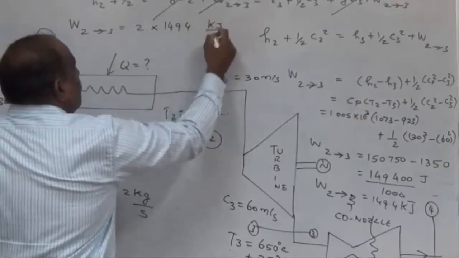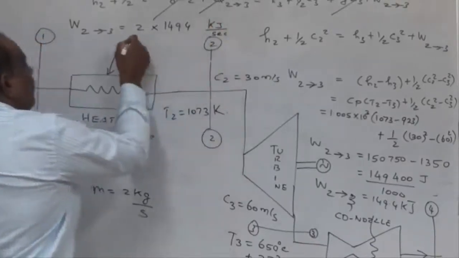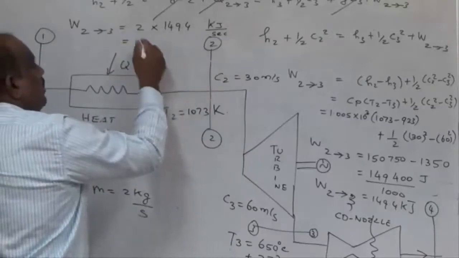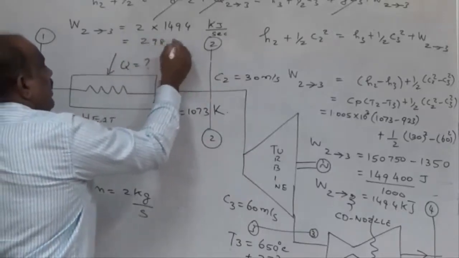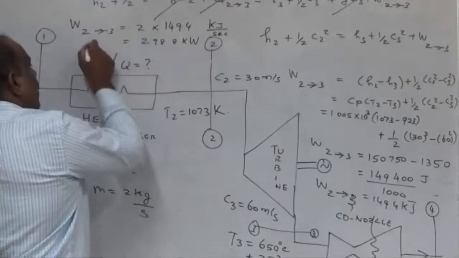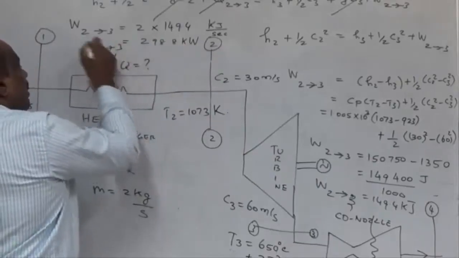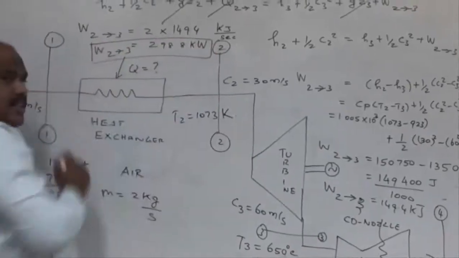Kilojoules per second. Very good. Kilowatts. So it will be kilowatts. So what is the answer? 298.8 kilowatts. I hope you can easily understand. It's not difficult. It's very simple.